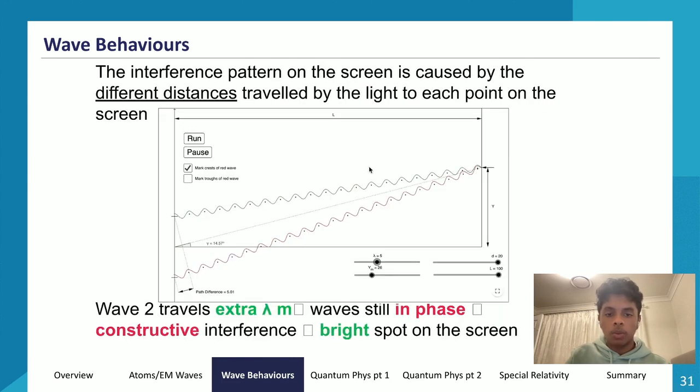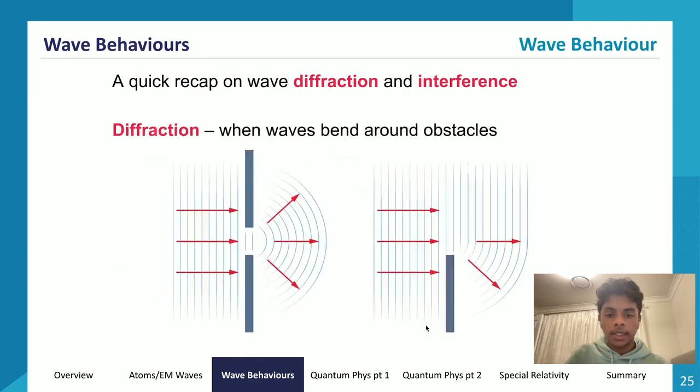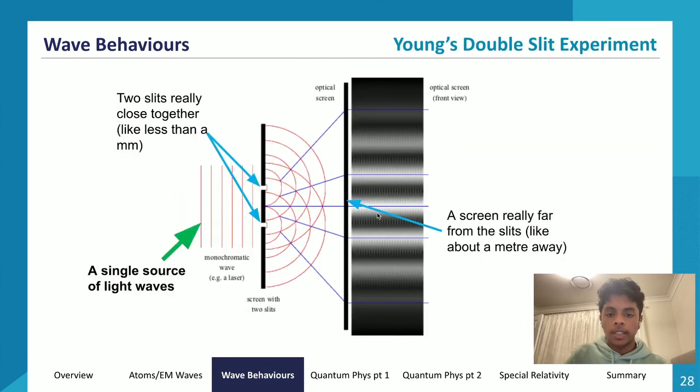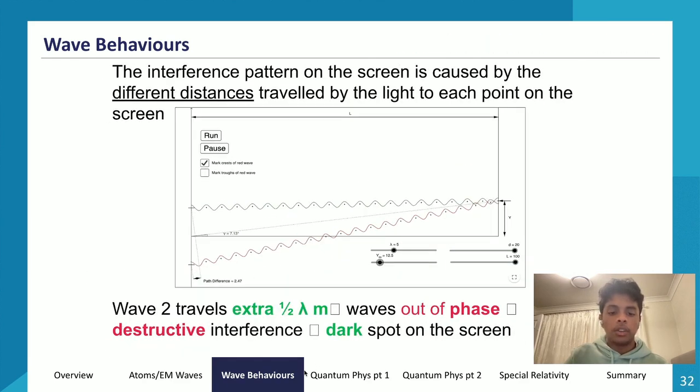Why do we get a dark spot? Well, the dark spot occurs if we travel an extra half wavelength. So if our wave 2 now travels an extra half wavelength, then the waves are out of phase. It'll look something like this. So if it travels an extra half wavelength, then its crests align with its troughs, and so now we get destructive interference. And with destructive interference, that manifests itself as a dark spot on the screen.